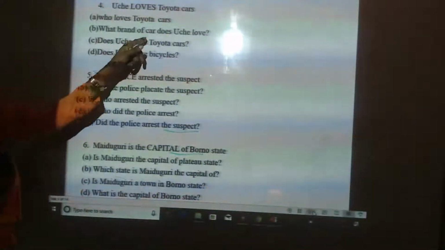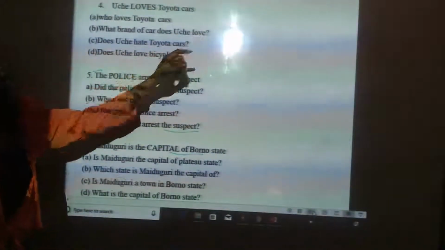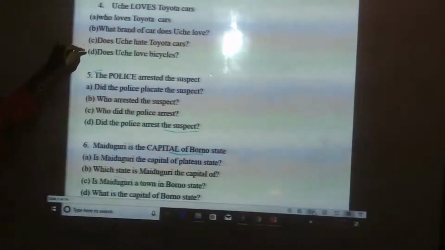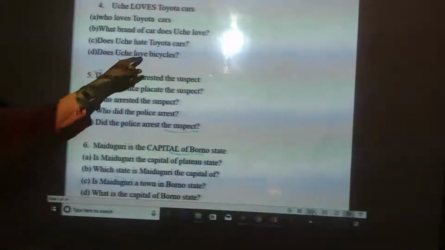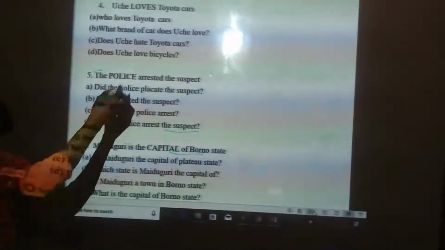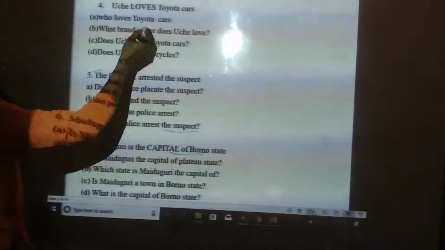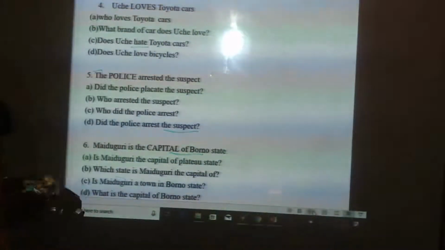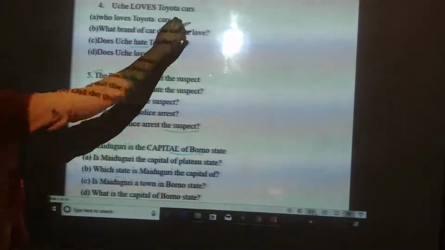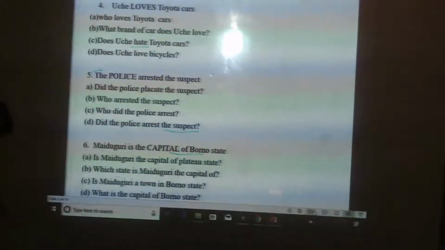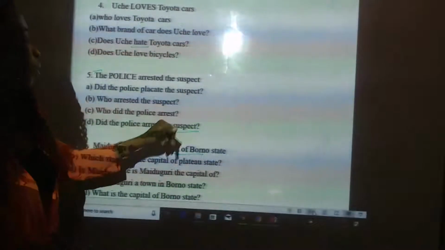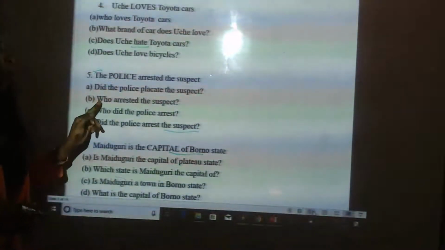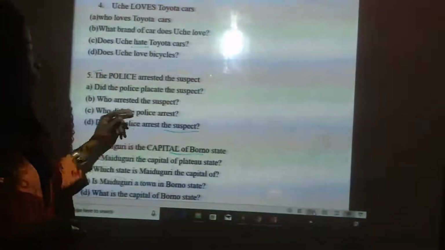B, what brand of car does Uche love? You can see love there too, so it's not the answer. C, does Uche hate Toyota cars? D, does Uche love bicycles? So the answer is hate because hate contradicts the emphasized word love. And the emphasized word here is please. So A, we have, did the police placate the suspects? That's not the answer. Who arrested the suspect?